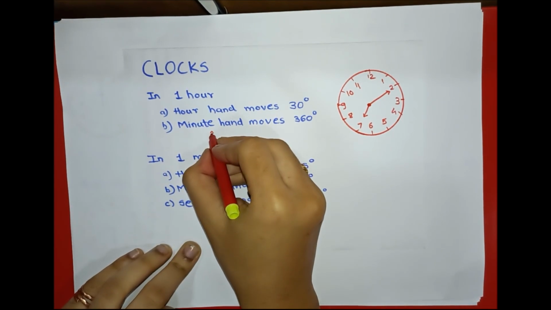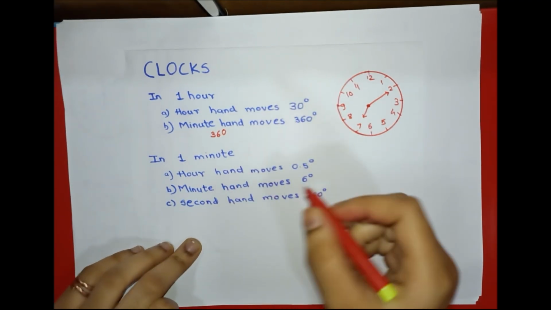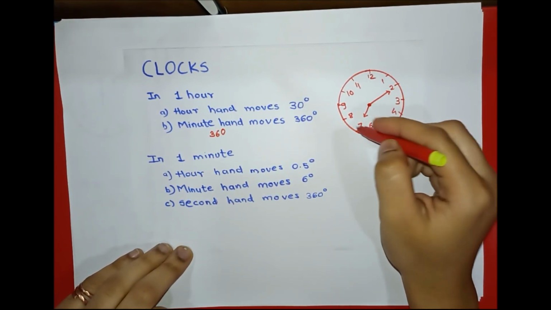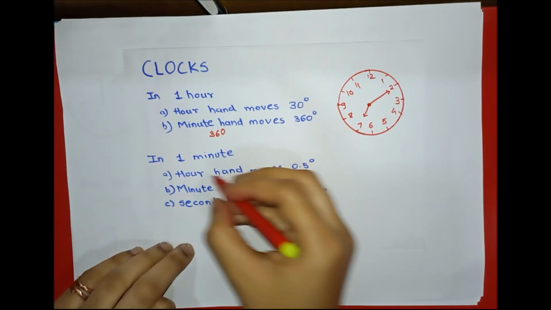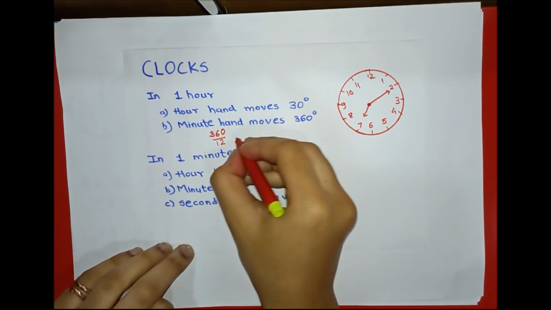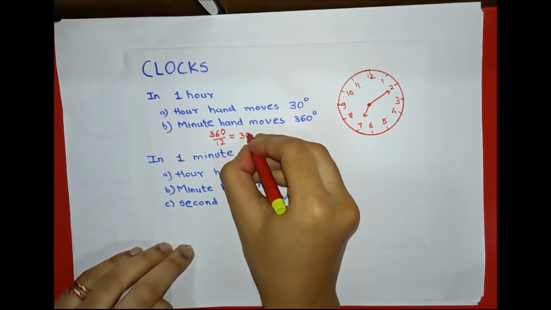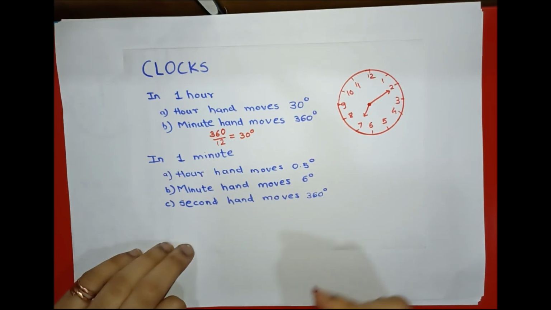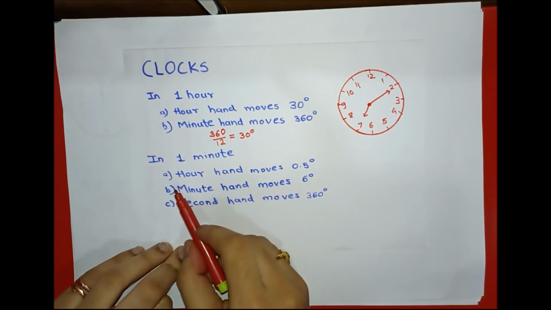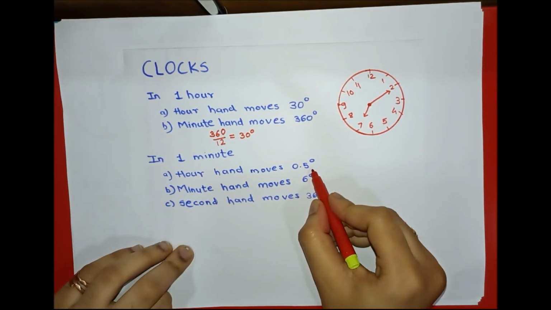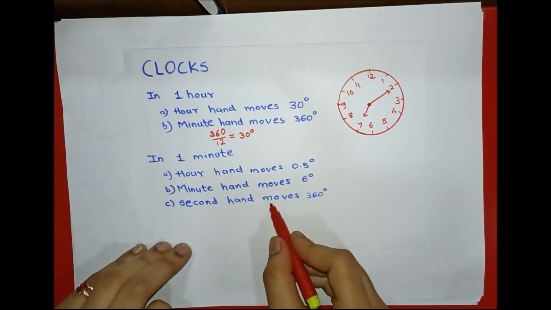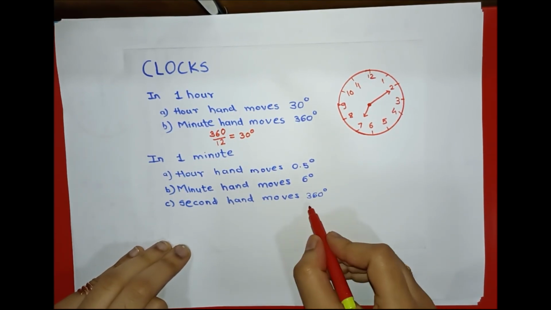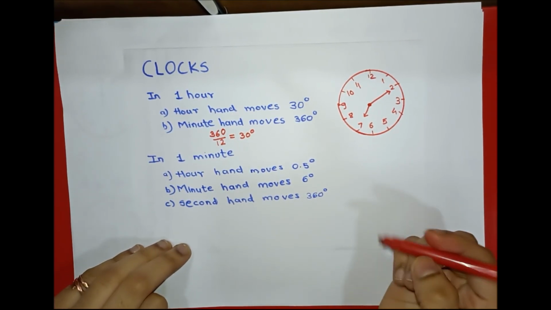the minute hand moves 360 degrees. We have 12 divisions for the hour hand. So in 1 hour, it moves 30 degrees. Similarly, for 1 minute, the hour hand moves 0.5 degree. The minute hand moves by 6 degrees and the second hand moves by 360 degrees.